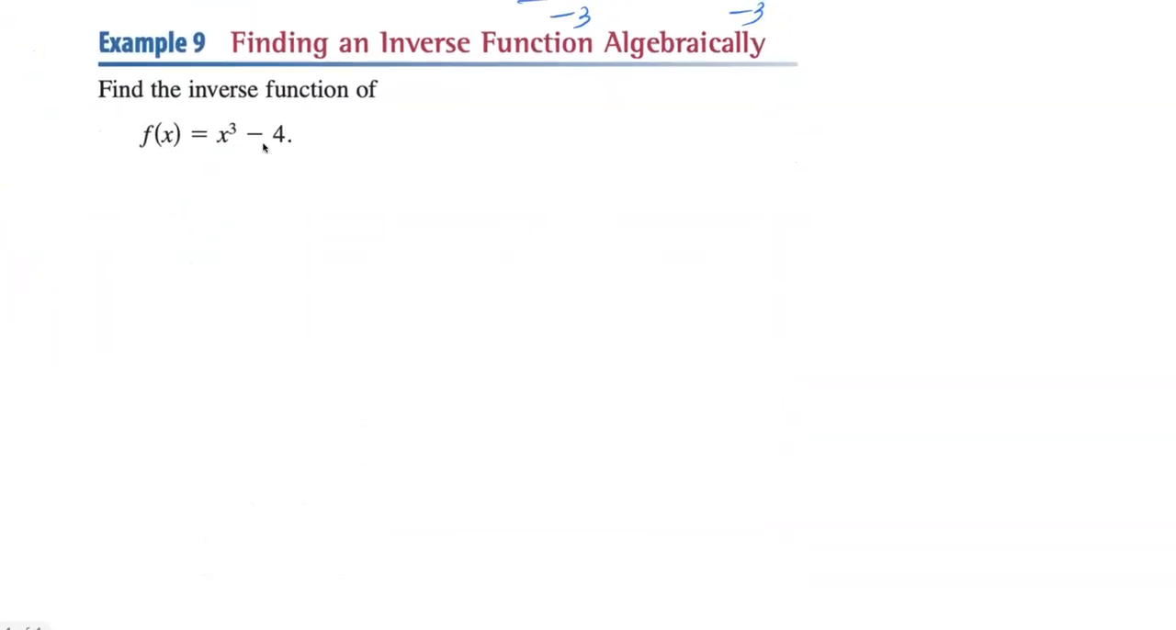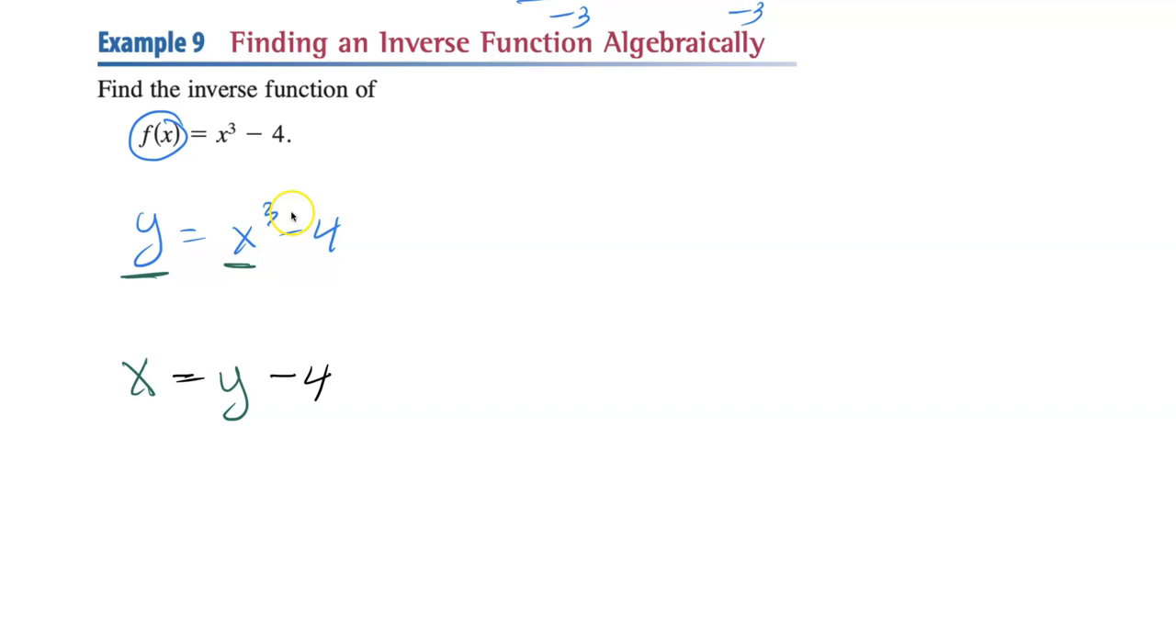Last one here, just to check. Okay, so same process. First, I'm going to make this a y. Y equals x cubed minus 4. Step 2, we're going to switch x and y. So x goes here, y goes there. Here's the reason I want to do this problem. So I want to show you that.